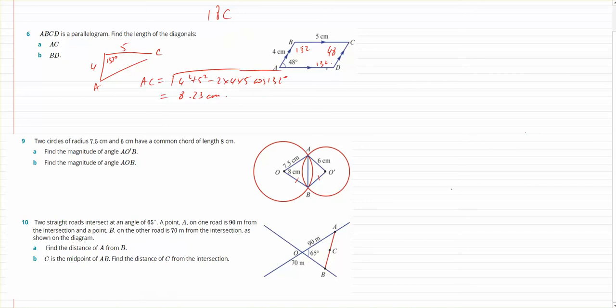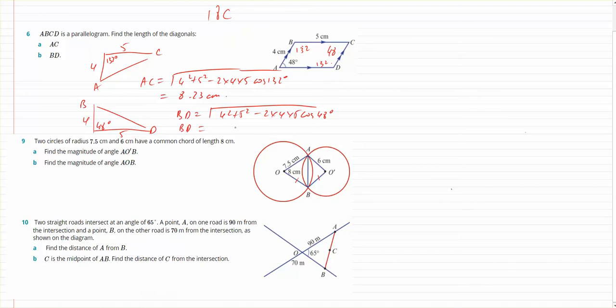Now to get BD, I draw another triangle. So we've got B here, D here. We know that's 48 degrees. The length is 4 and the length is 5. So BD is given by the square root of 4 squared plus 5 squared minus 2 times 4 times 5 cosine of 48 degrees.